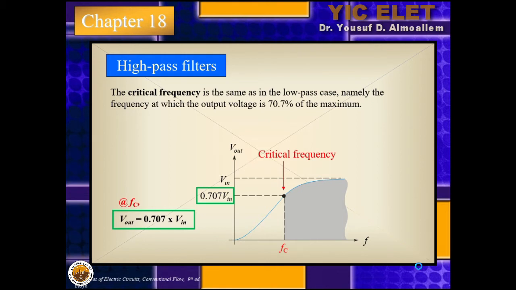Again, this is the critical frequency, similar to the low pass filters, and we have to remember this equation: V out is equal to 0.707 times Vin. So there will be no big addition except that the shape of the frequency response is changed. In high pass filters, these frequencies will be passed and this frequency range will be stopped. In low pass filters it is the opposite. This will be passed and this will be stopped.